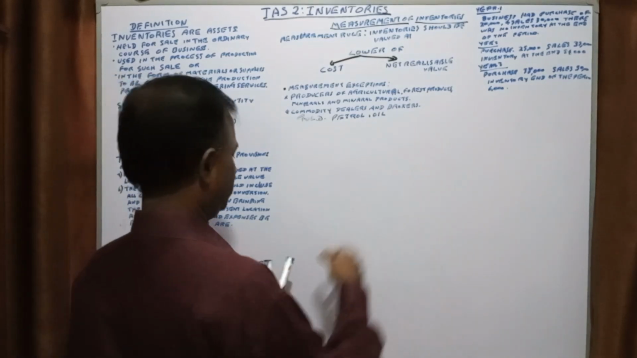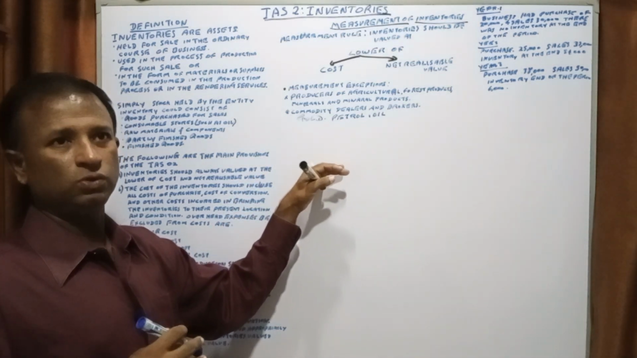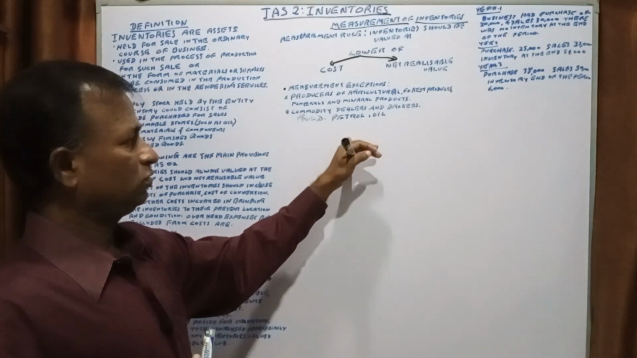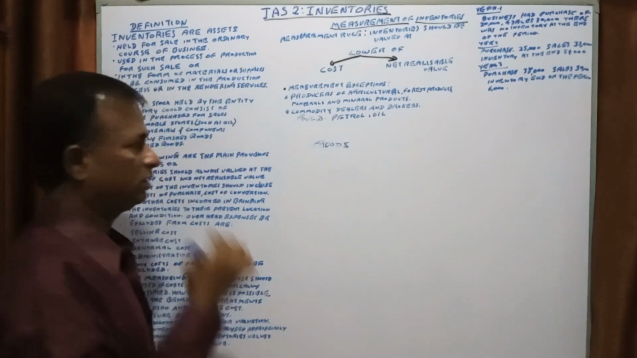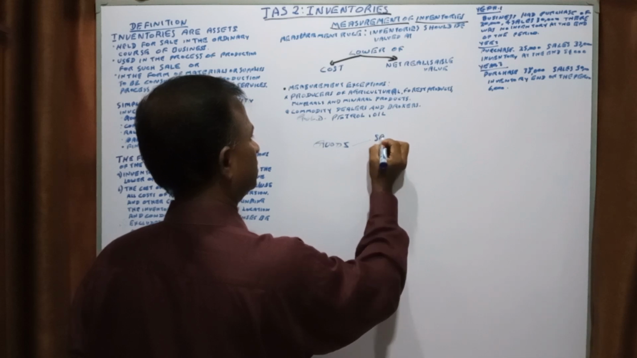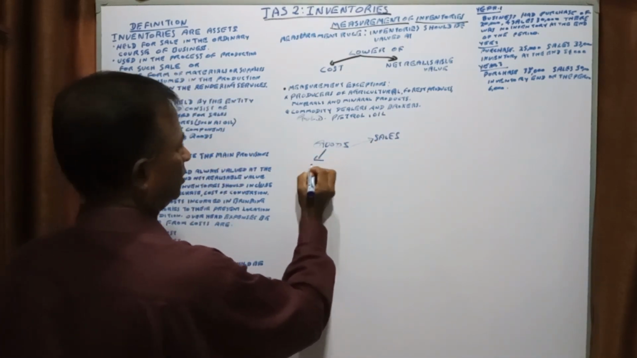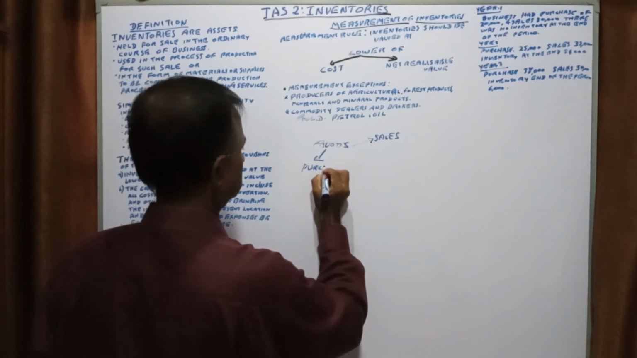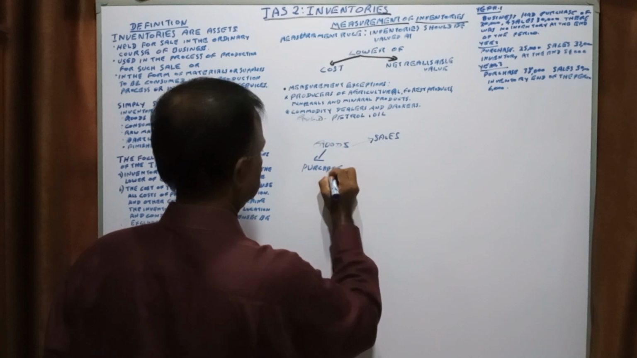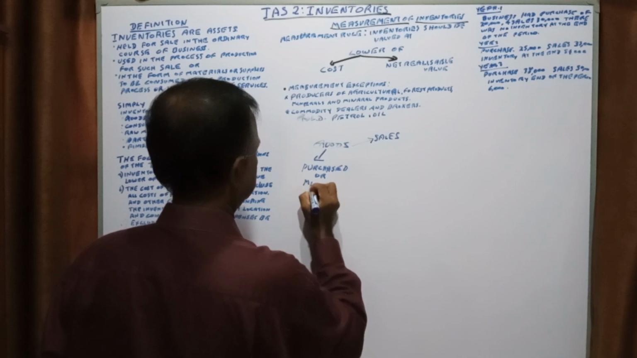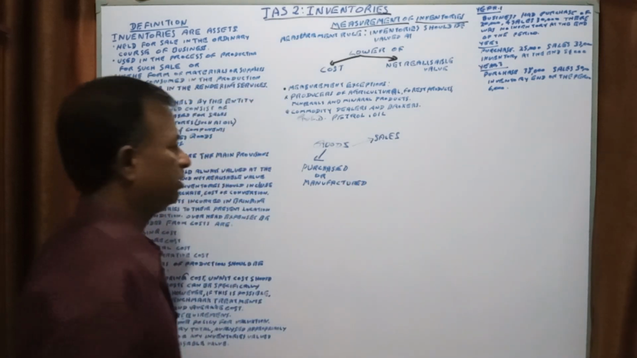If we are involved in a trading activity, the goods needed to sell to the customers, we need those goods for the purpose of sales. These goods can be purchased or manufactured.